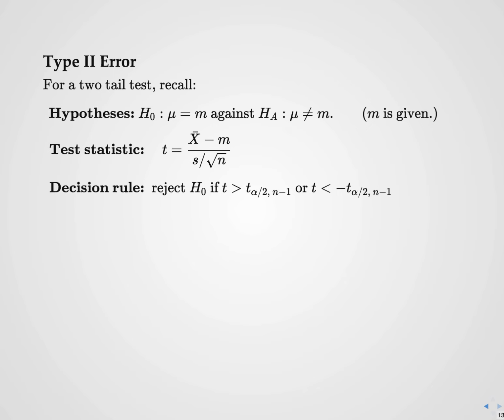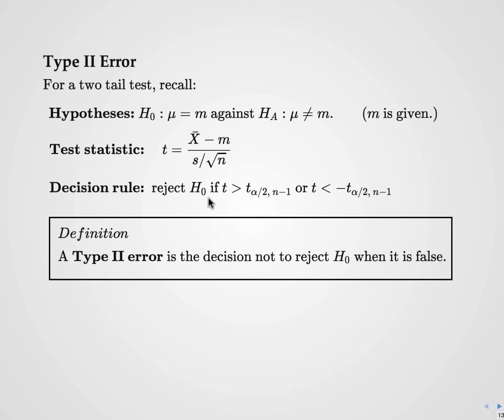Okay, let's resume this lecture about hypothesis testing errors by looking at the type 2 error that a hypothesis test can make. Continuing to look at a two-tailed test for the mean, we have the hypothesis that mu is equal to some number m against the alternative that it's not equal to that m. The test statistic, as we've discussed in the decision rule, this is all the same setup. So we specify hypotheses, calculate a test statistic, and then make a decision on that basis.